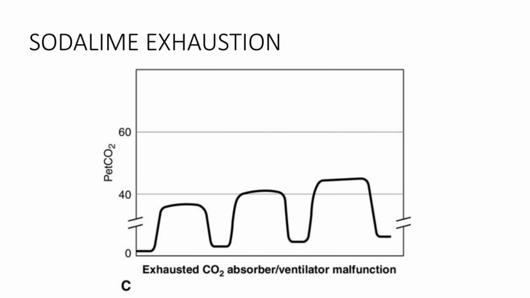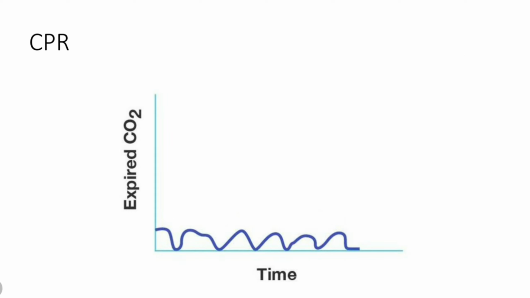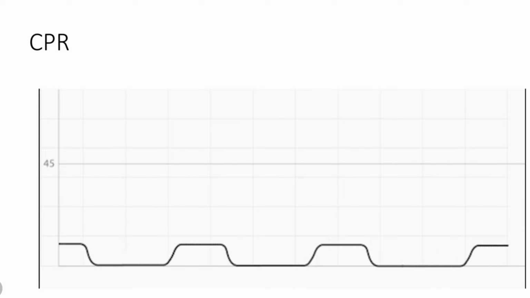In the system, there is some soda lime or carbon dioxide absorbing material. If that is exhausted, it will look like this, almost similar to rebreathing. This is an intermittent mechanical ventilation graph, where there is spontaneous breathing and intermittently a mechanical ventilation occurring. In case of cardiopulmonary resuscitation, the graph looks like this. Here is a real-time picture of effective CPR.